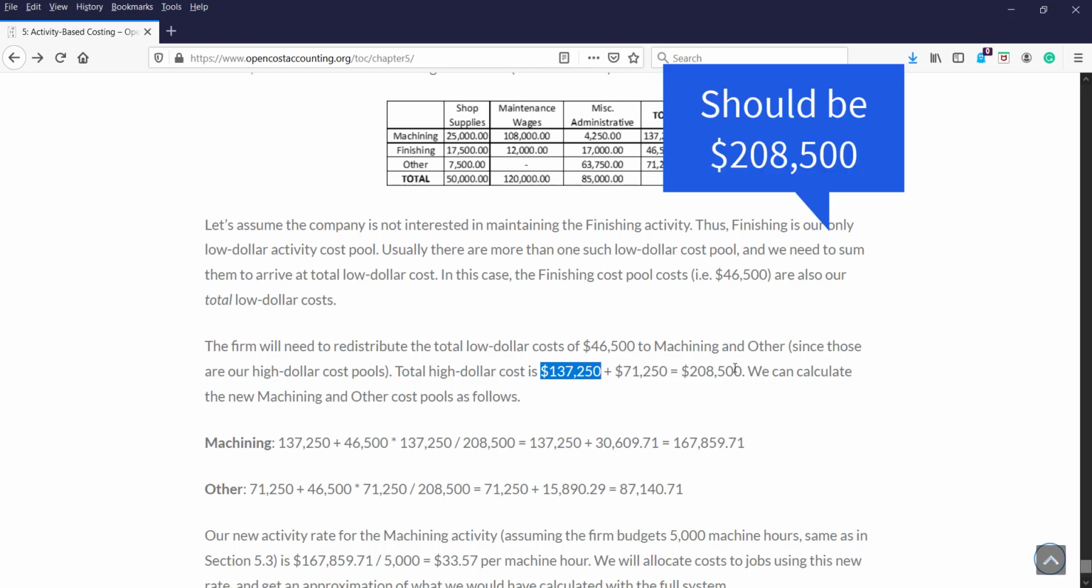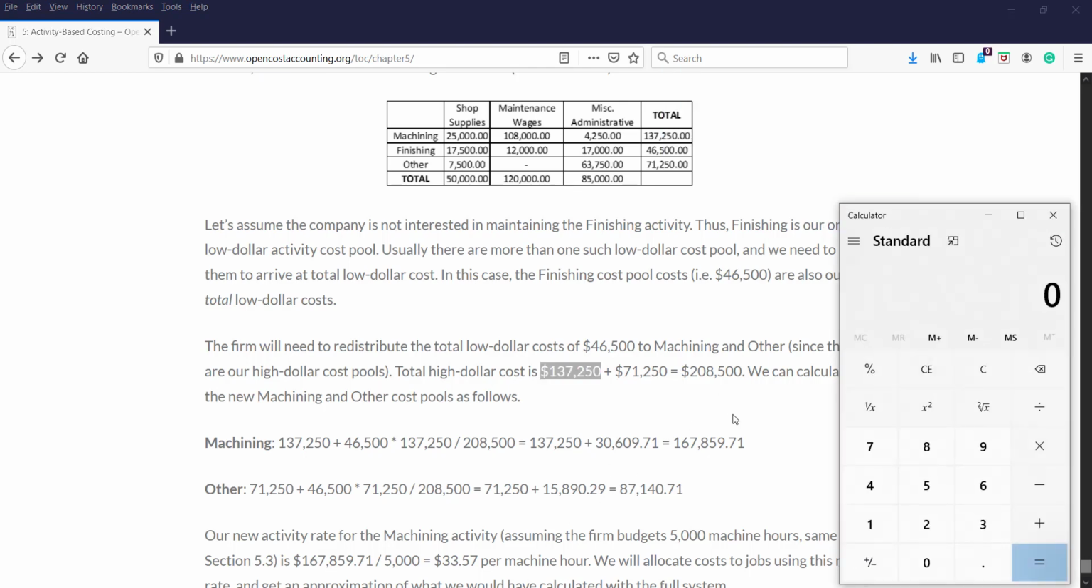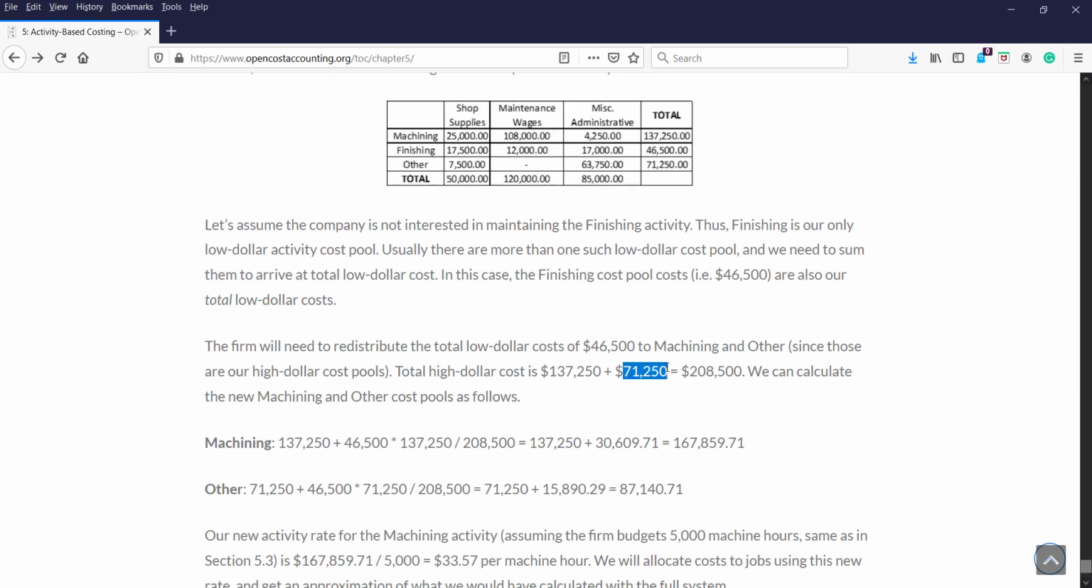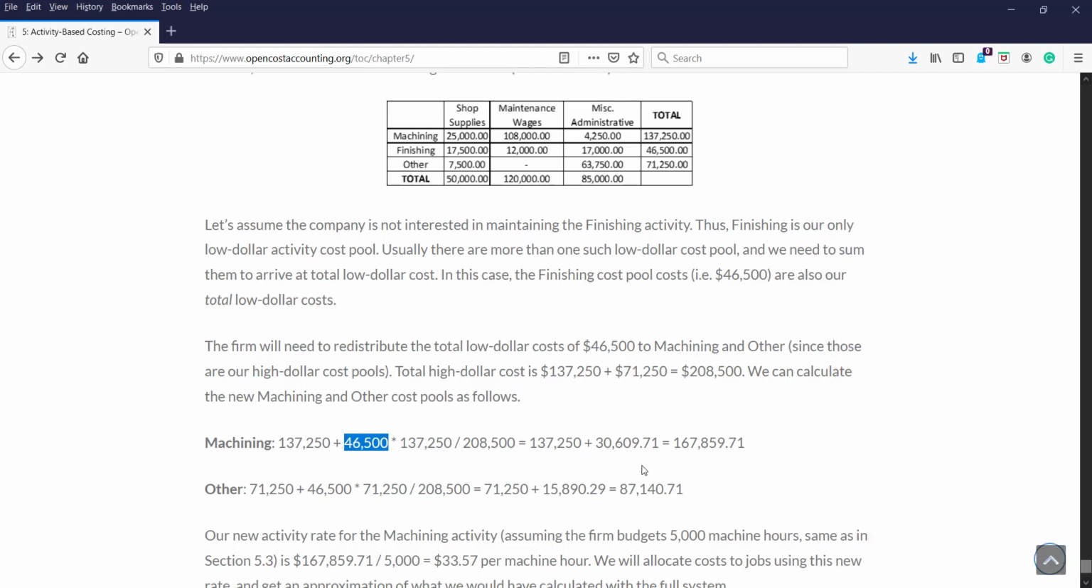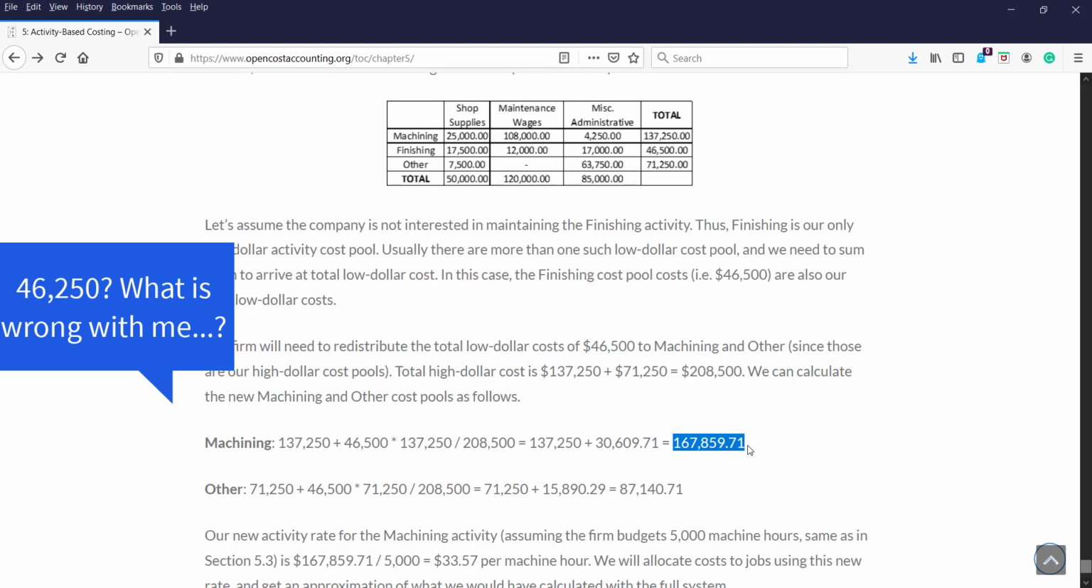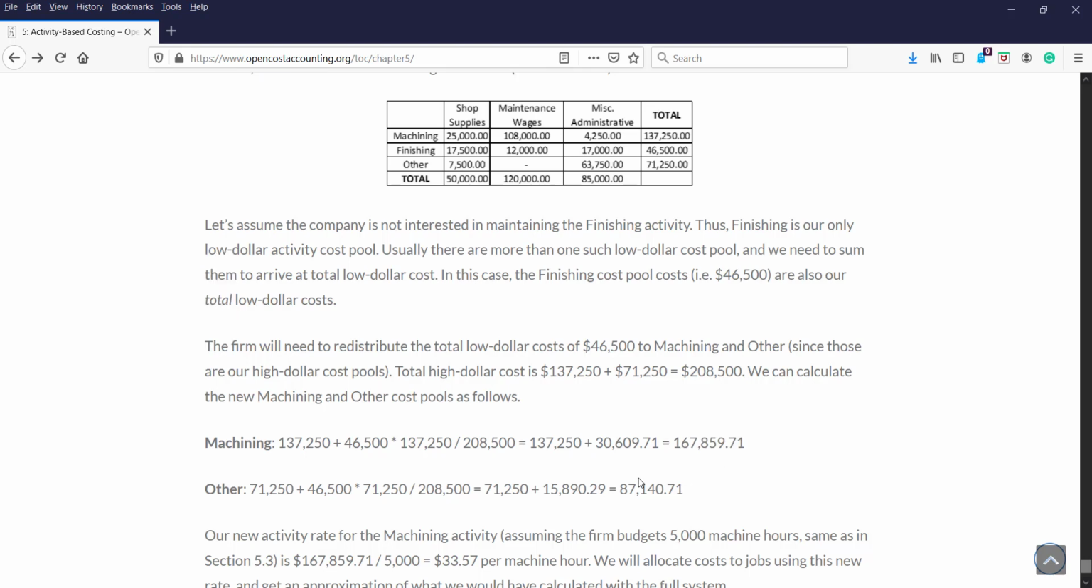So clearly $137,250 is more of the $208,500 than 71,250 is of that. So we have 137,250 divided by 208,500. We end up with, it looks like that's about 66%. So we're going to take 66% of this $46,500, which ends up being $30,609.71, and add that to the machining cost of 137,250. Add this amount, which is just 66% of our 46,500 from finishing, and we end up with a new machining cost of 167,859.71. We do the same thing here with the other category.